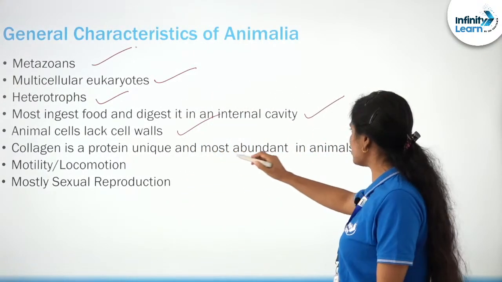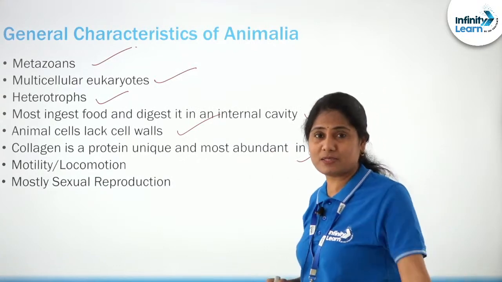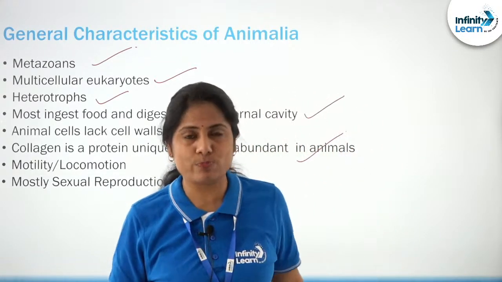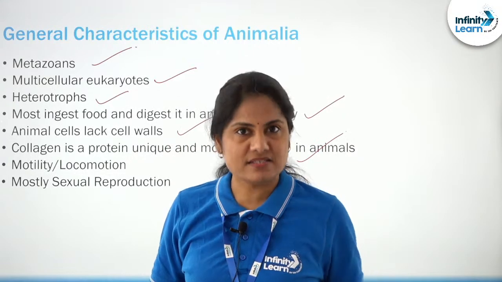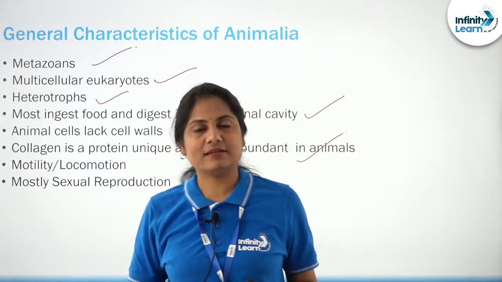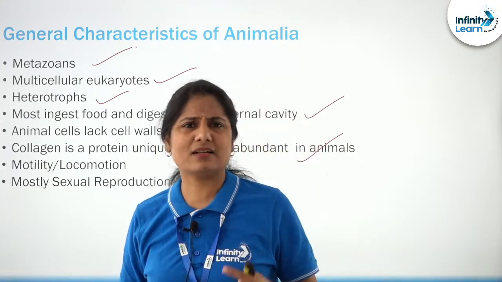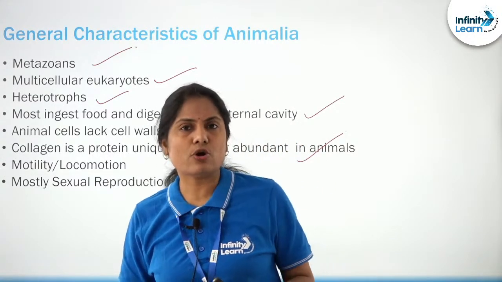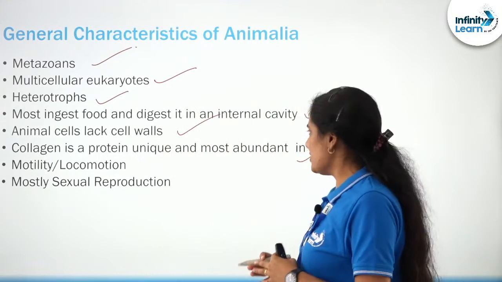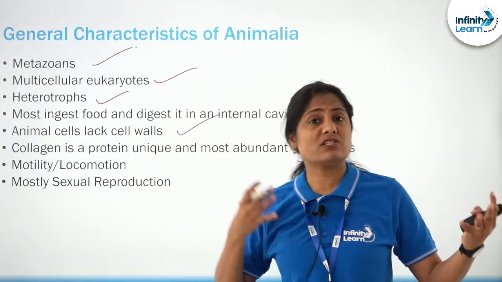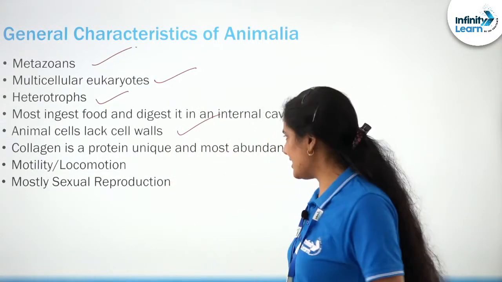Collagen is a protein which is most unique and abundant to animals. Can be an MCQ. What's the most abundant protein in the animal group? That would be collagen, right? Just like the Rubisco you learn of in your botany. So collagen is the protein which is unique and which is quite abundant as well.